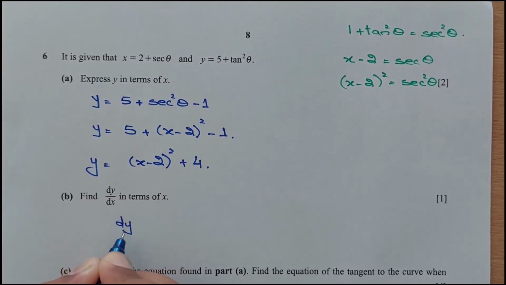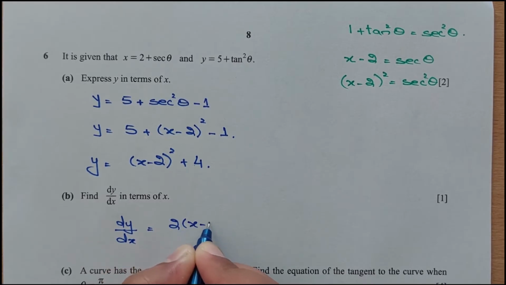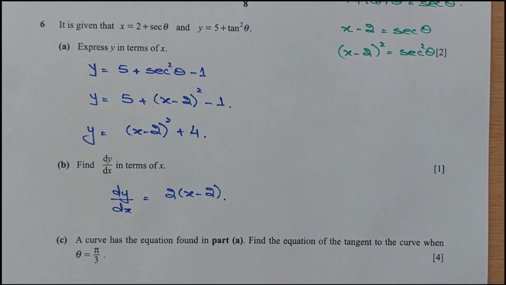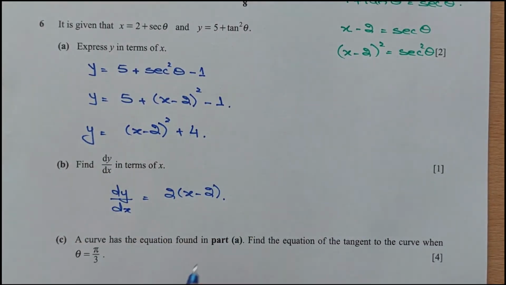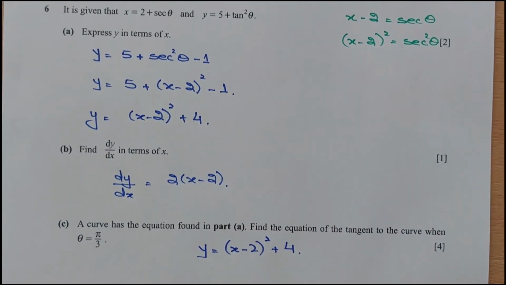So dy over dx is equal to, by the power rule, 2x minus 2. This is the derivative. Now for part C, a curve has the equation found in part A. So this is the equation of the curve, that is y equals (x minus 2) whole squared plus 4. Find the equation of the tangent to the curve when theta equals pi by 3.